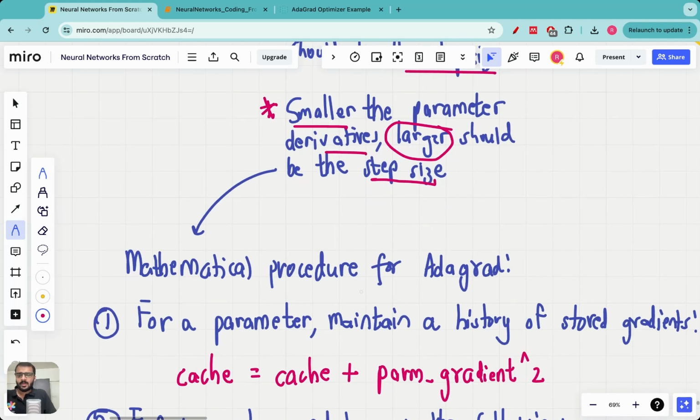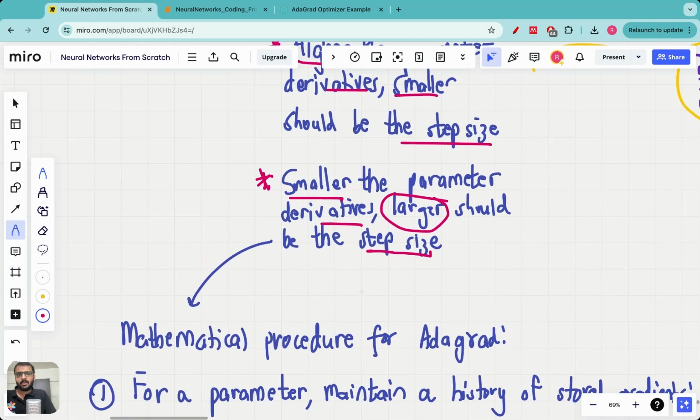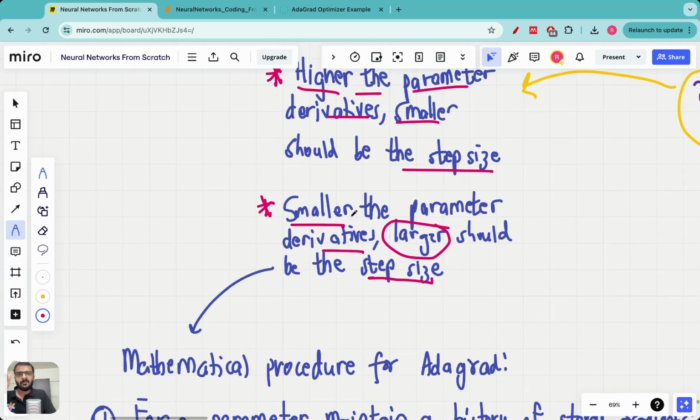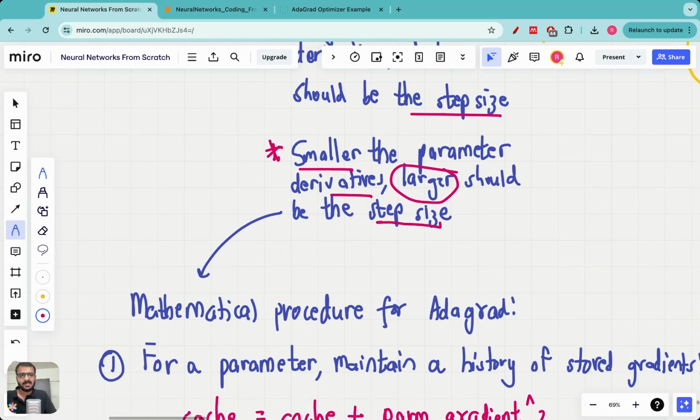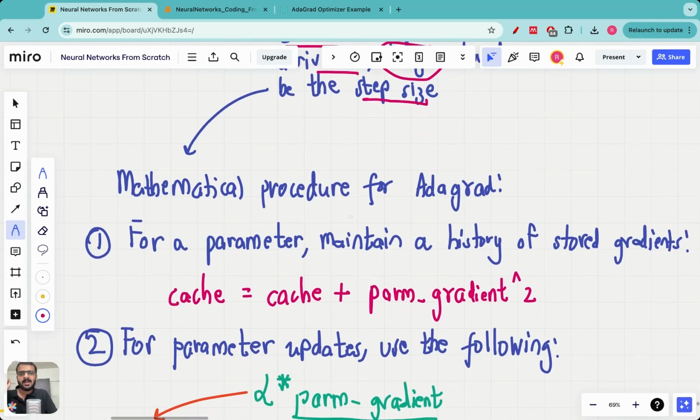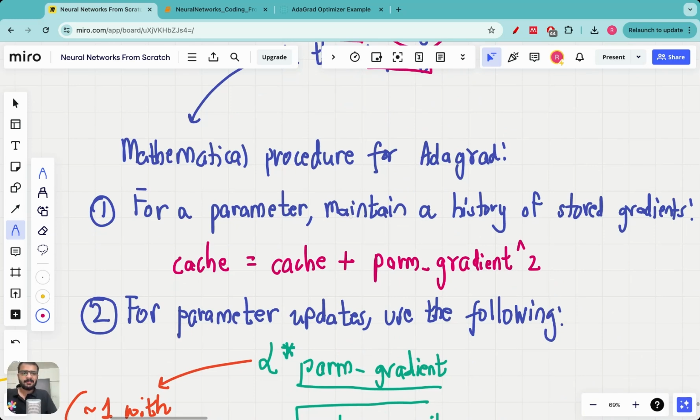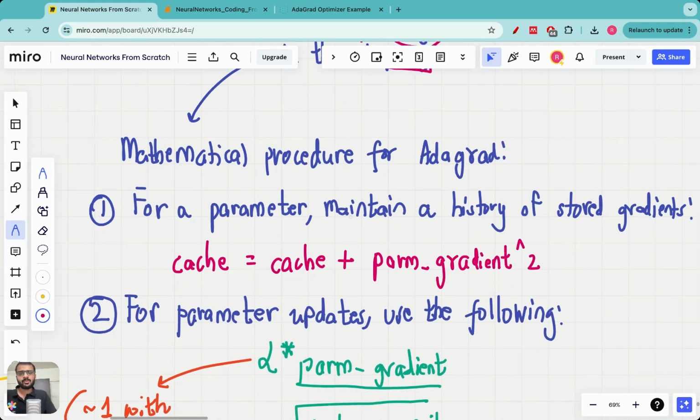So, okay, we know intuitively what we want to implement. We want the step size to be inversely proportional to the parameter derivative. Higher the parameter derivative, smaller the step size. Smaller the parameter derivative, larger the step size. That's what we want. So the way ADAGRAD is implemented in practice is as follows.